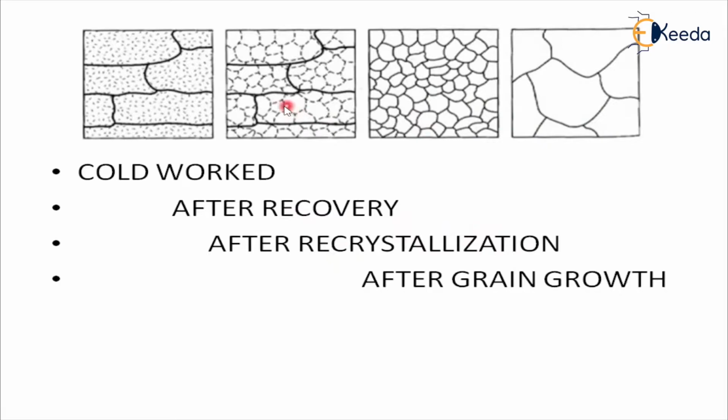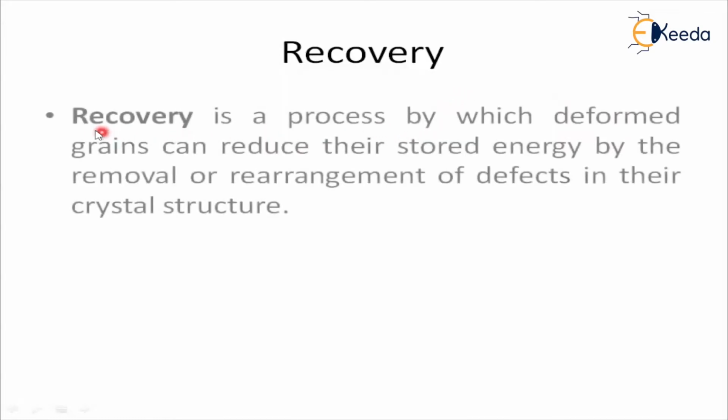The first stage is recovery. The next stage is recrystallization. The next stage is grain growth. So these are the three various stages of the annealing process. Let me explain the first stage, that is recovery. So what is recovery here?